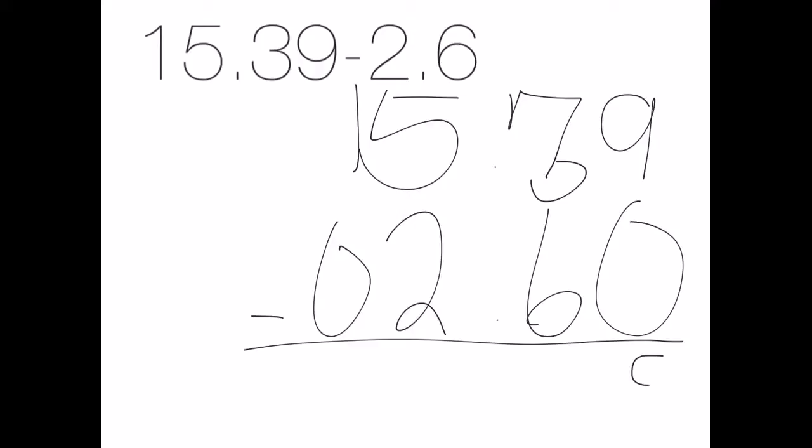9 minus 0 is 9. You can't subtract 3 and 6, so you borrow from the 5. 13 minus 6 is 7. You carry down your decimal. 4 minus 2 is 2, and 1 minus 0 is 1. So, your answer is now 12 and 79 hundredths.